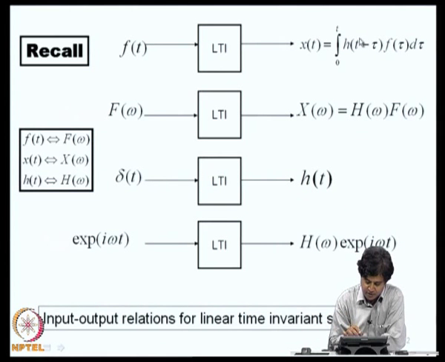The definition of impulse response function itself is shown here. h of t is the response of the system to a unit impulse applied at t equal to 0, and similarly the frequency response function is the amplitude of the steady state response of the system to a harmonic excitation. This is h of omega. This f of t and f of omega form a Fourier transform pair, x of t and x of omega form a Fourier transform pair. Similarly, h of t and h of omega form a Fourier transform pair. So, this is in a nutshell the summary of input-output relations for linear time invariant systems.